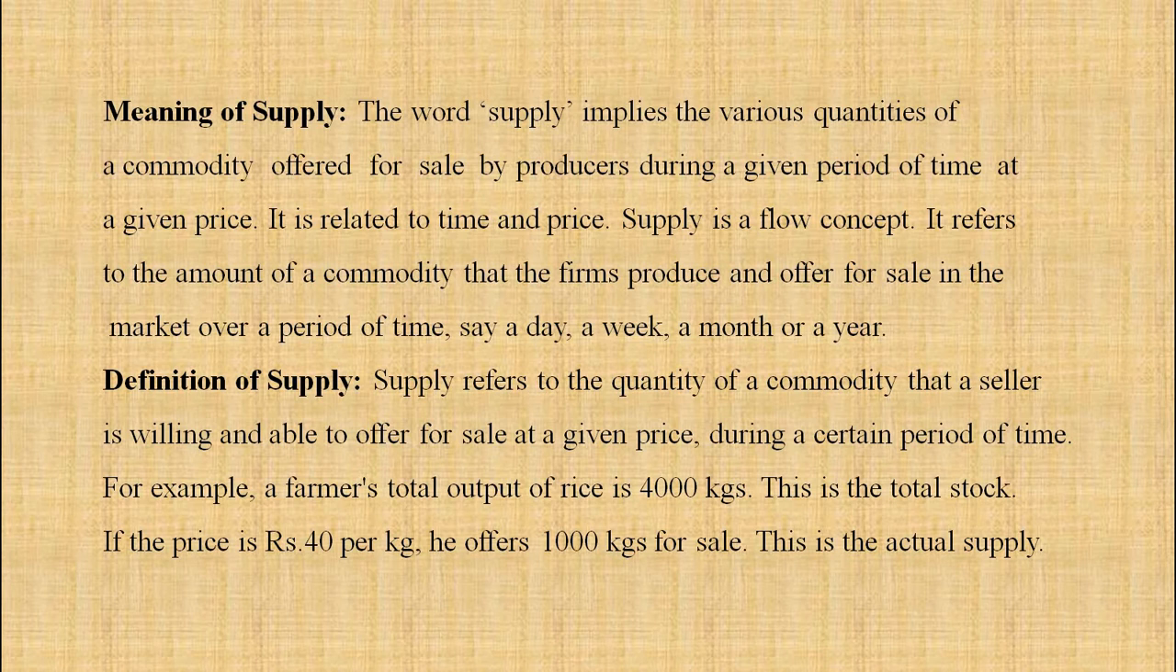Now we will discuss the definition of supply. Supply refers to the quantity of the commodity that a seller is willing and able to offer for sale at a given price during a certain period of time. For example, a farmer's total output of rice is 4,000 kg. This is his stock. If the price is 40 per kg, he offers 1000 kg for sale. This is the actual supply. That means 3000 is still with him.